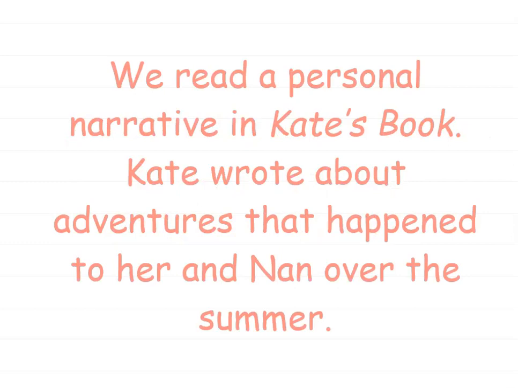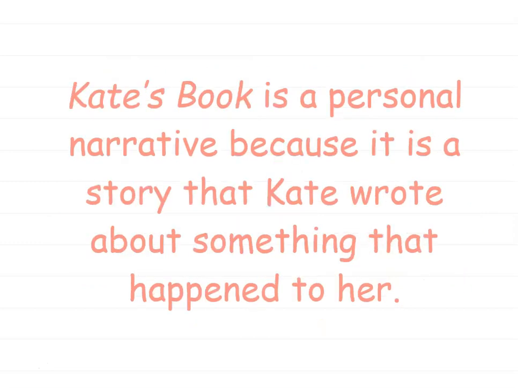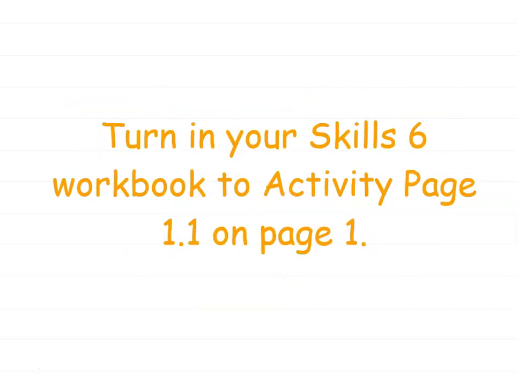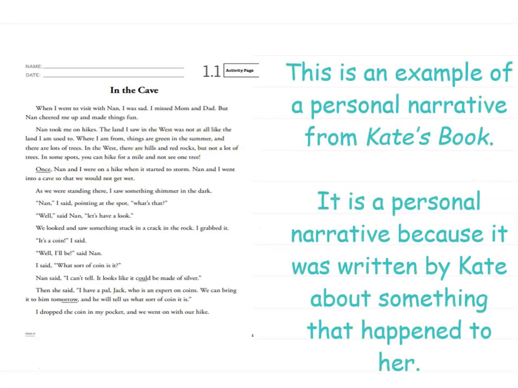We read a personal narrative in Kate's book. Kate wrote about adventures that happened to her and Nan over the summer. Kate's book is a personal narrative because it is a story that Kate wrote about something that happened to her. Turn in your Skills 6 workbook to activity page 1.1, page 1. This is an example of a personal narrative from Kate's book. It is a personal narrative because it was written by Kate about something that happened to her.